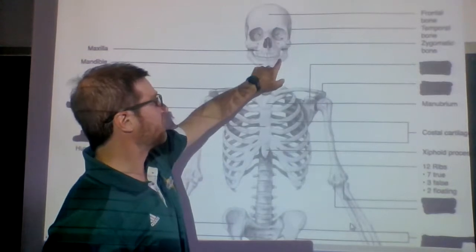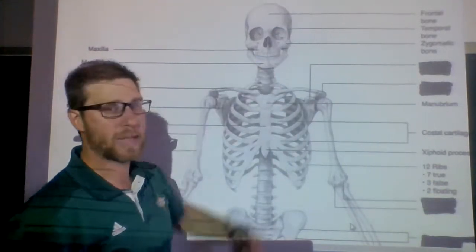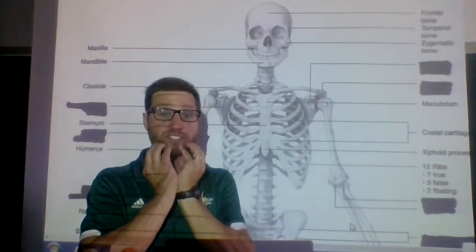Inferior of the maxilla, you also have the mandible. The mandible is the jaw. So the jawbone is your mandible.